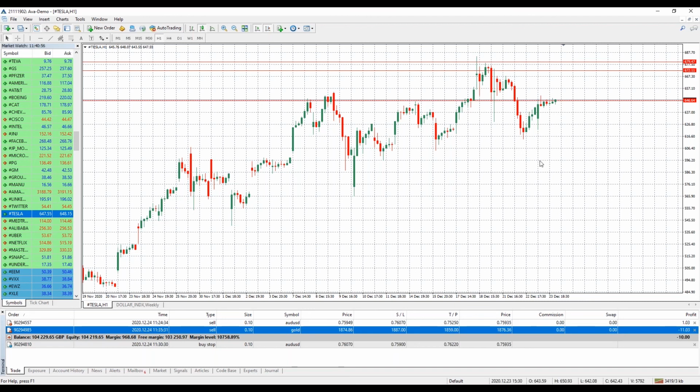Be careful with the gapping over the weekend with pending orders and even market moves that are running, because it could gap against you if things don't go good over the weekend. Okay.